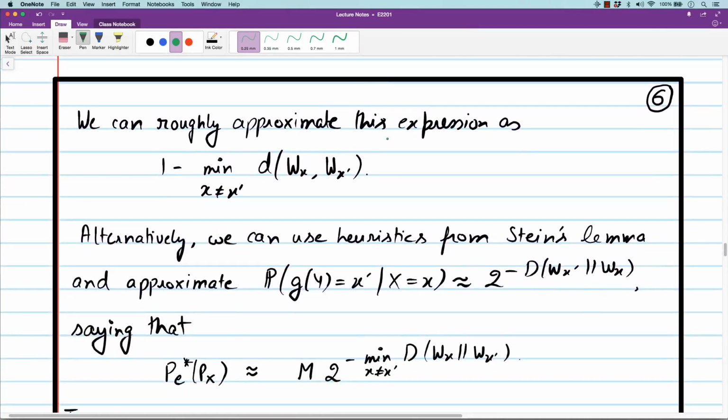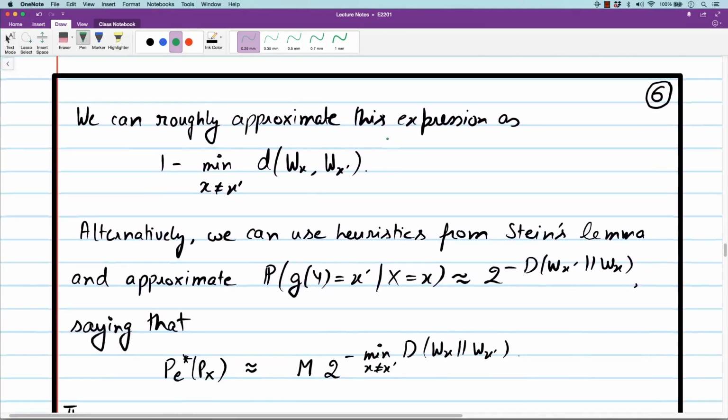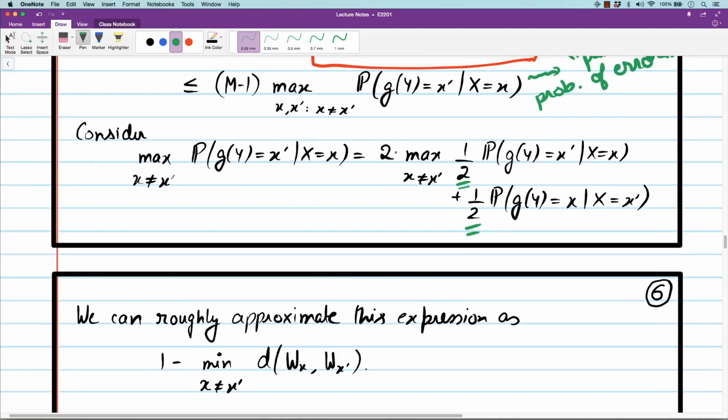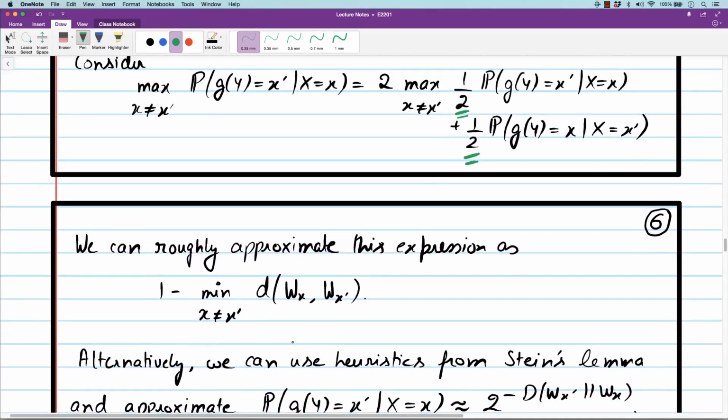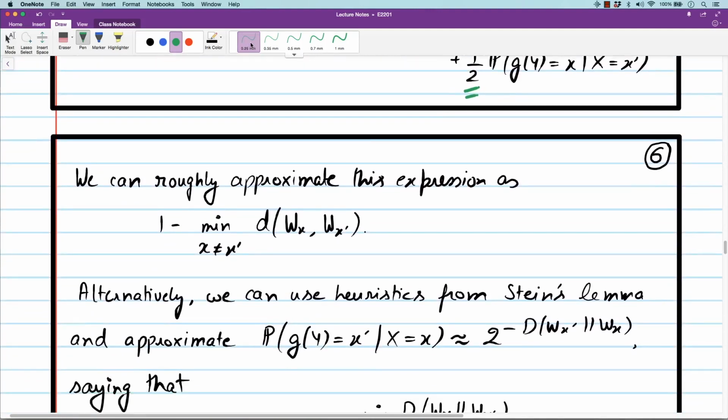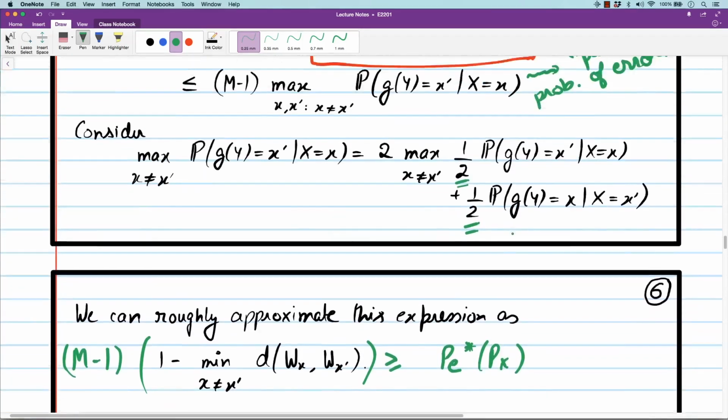So we can approximate this expression as follows. Remember, this probability of error was half times 1 minus the total variation distance. So this is just 1 minus the total variation distance between x and x prime, and the max goes inside and becomes a min. So what we have now shown is that this times M minus 1 exceeds Pe star of X.